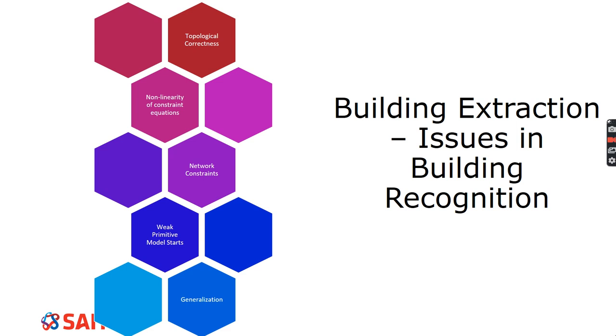Then we have the nonlinearity of constraint equations. So if we're trying to automate this, we're dealing with nonlinear equations. And that is why a lot of software doesn't actually do this as just an automated process, because it's too hard. And you may end up with a diverging solution rather than a converging solution.